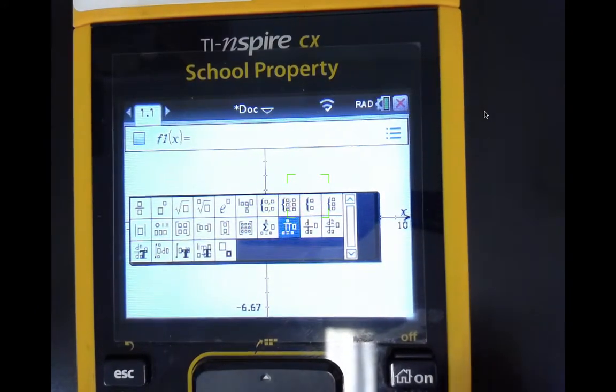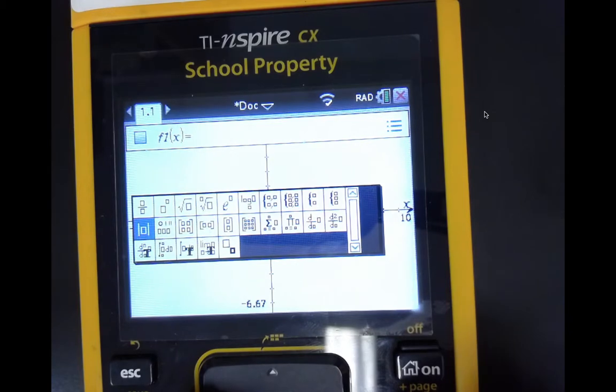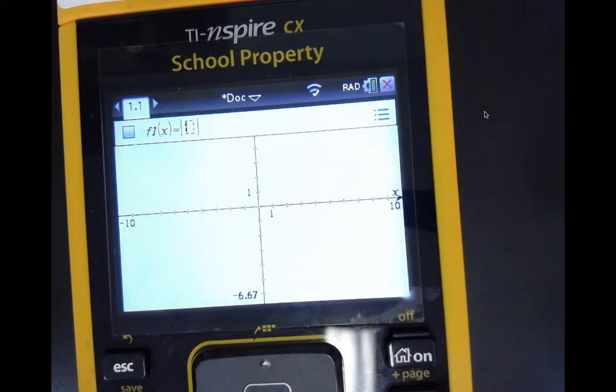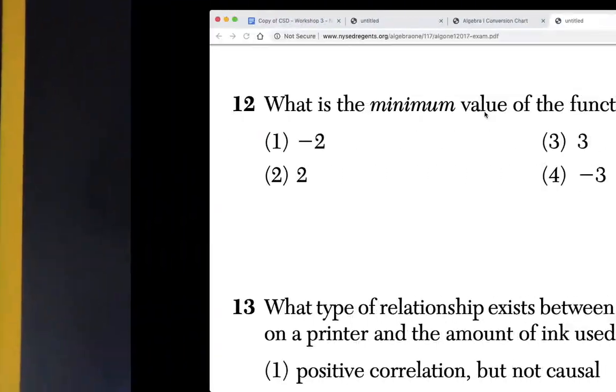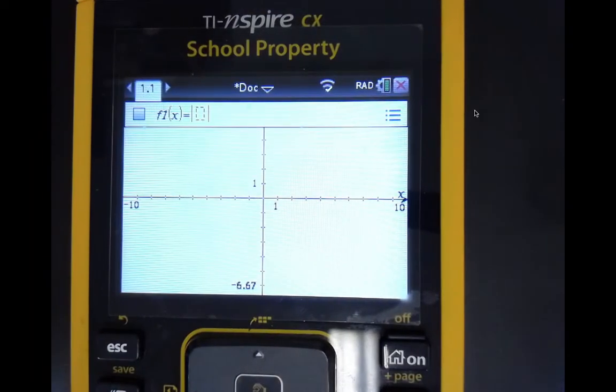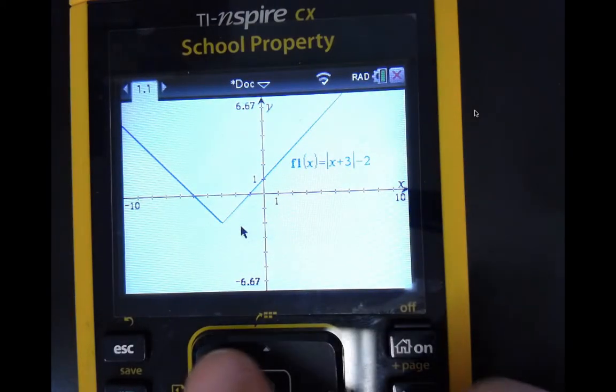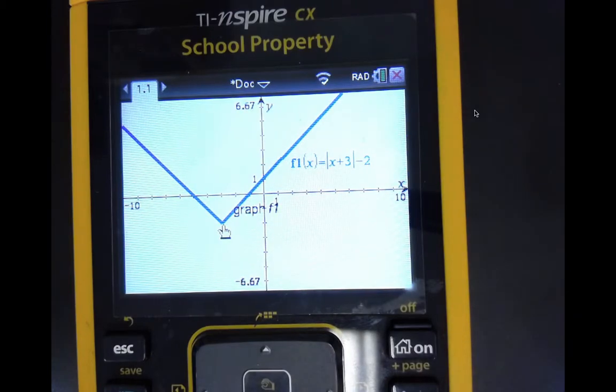Once you've got that button, you can come all the way over here. You see your absolute value bars. Oops, I went one too far. Choose enter on that. Absolute value comes in. And then, what was it again? X plus 3 minus 2. X plus 3, minus, has to be outside, minus 2. Hit enter over there. And we've graphed it, and it just wants to know the minimum value.